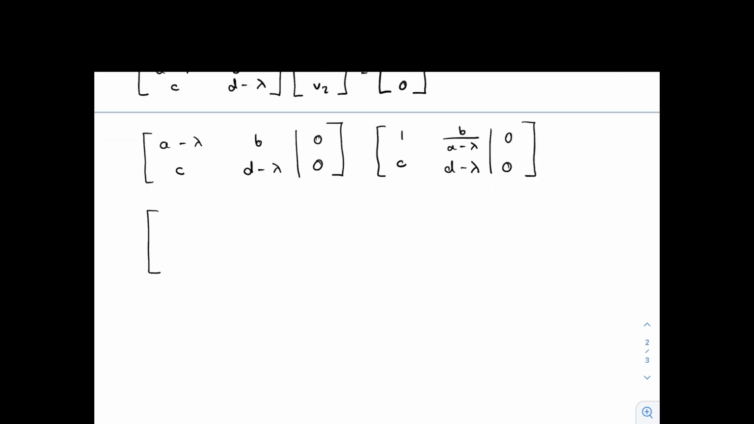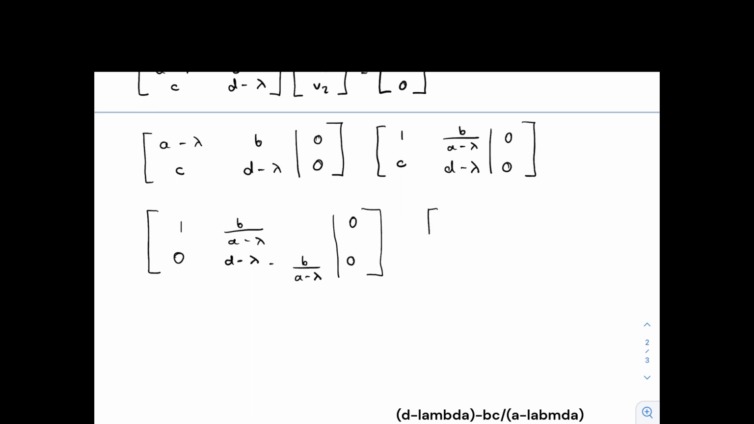And then I want to get rid of this C, right? Because I want it to be in row reduced form. So I want it to be like this. And to achieve this, I have to multiply the first row by C and subtract that result away from our second row. So what we end up with is D minus lambda minus B over A minus lambda. And we still have our zeros.